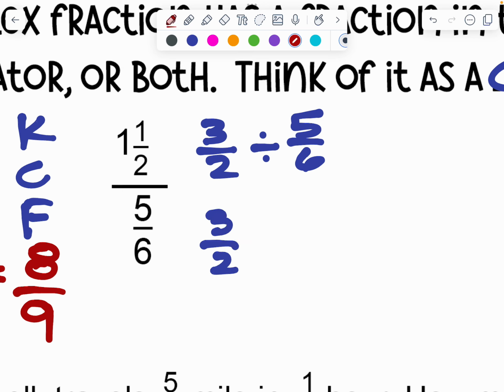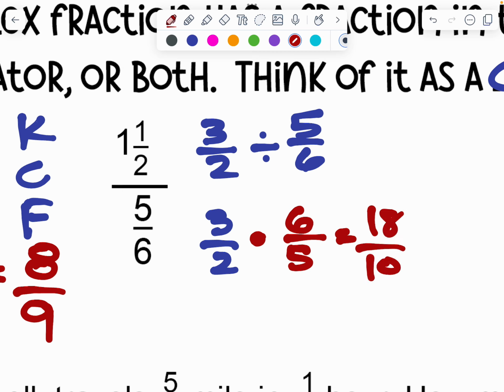3/2. I'm going to change it to multiply, and now the 5/6 turns to the reciprocal of 6/5. There we go. Oh, I can cross cancel this way, but I won't make you do it if you don't want to. That'd be 18/10. And I know that 2 goes into both of them.